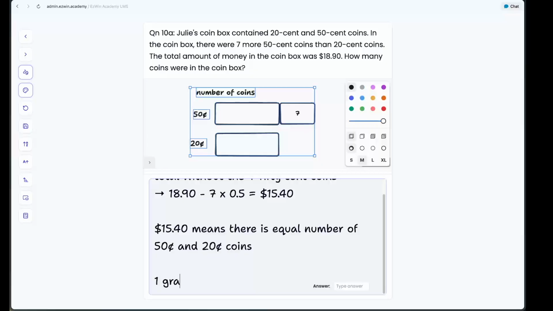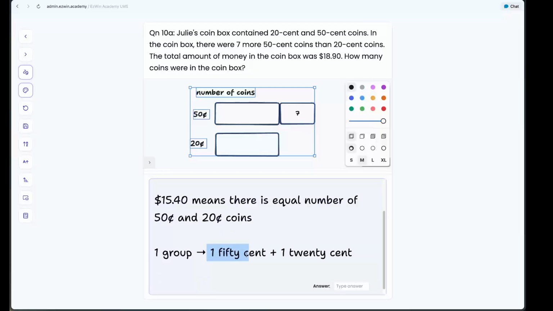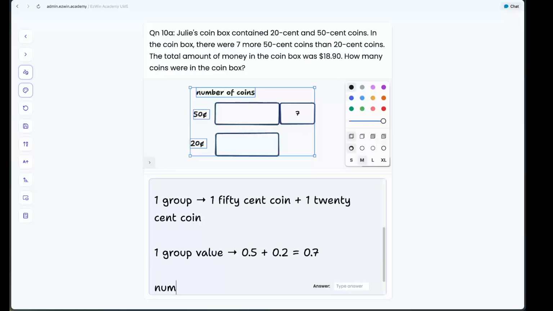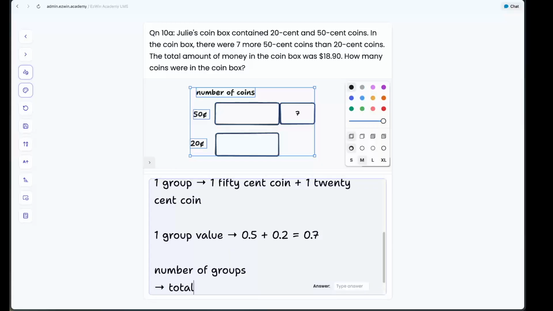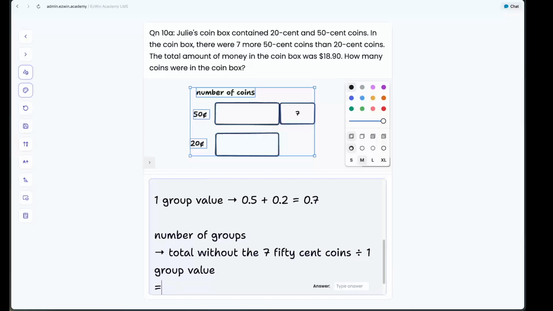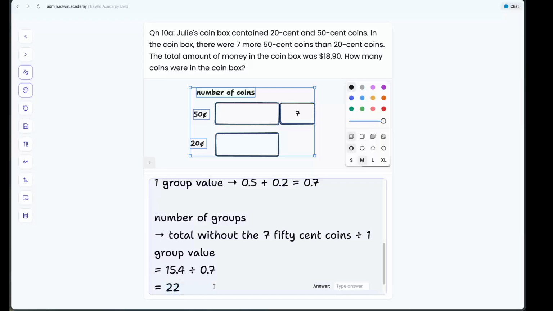So let's put one group as one 50-cent coin and one 20-cent coin. So one group value will be 0.5 plus 0.2. This will give us 0.7. So the number of groups will then be equal to the total without the 7 50-cent coins divided by one group value, which will then be equal to 15.4 divided by 0.7. This will give us 22.